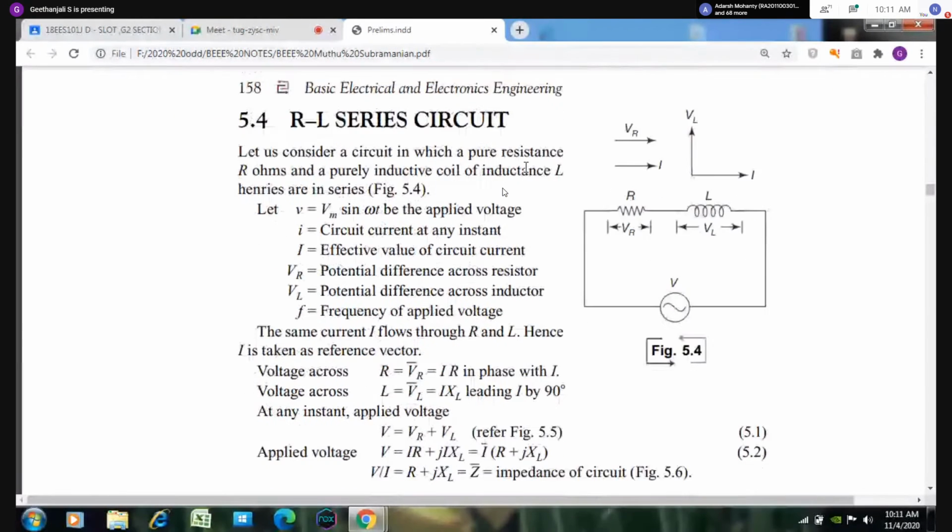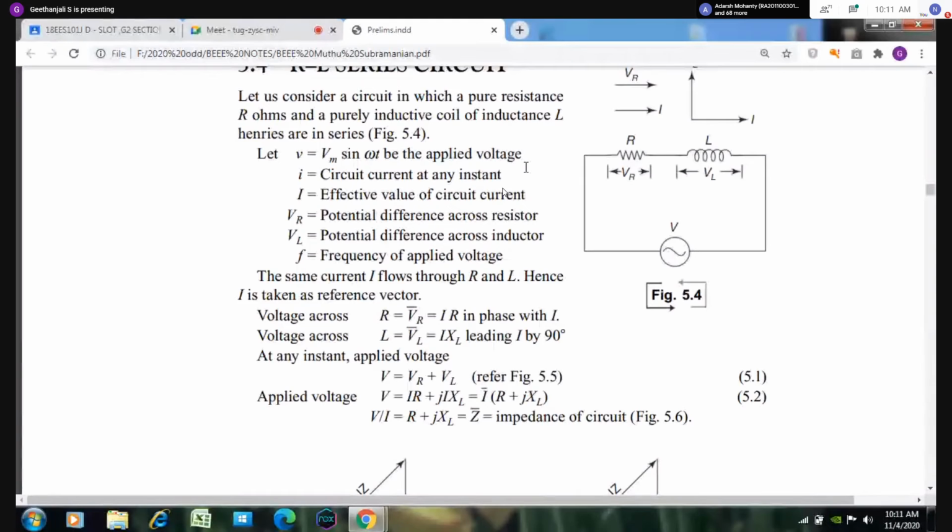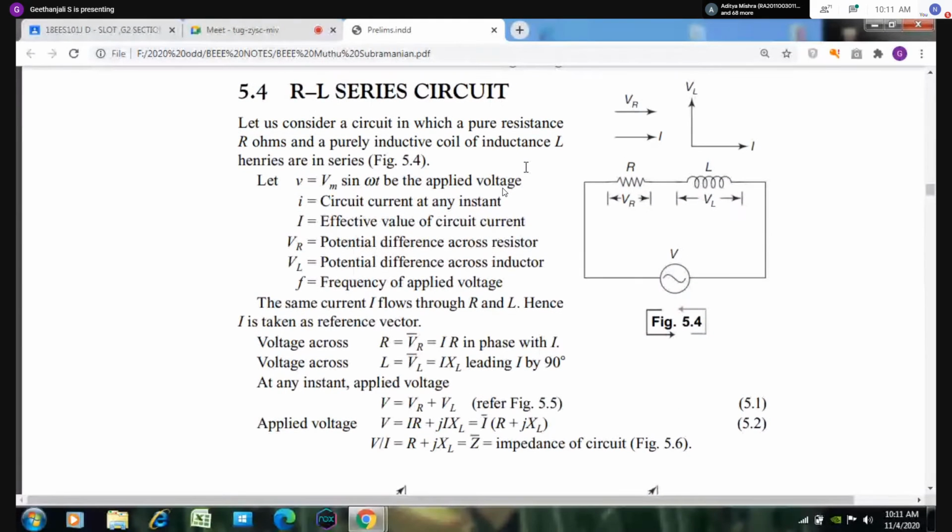Then the resistive circuit. All of you go through this slide, then I will continue. Very important topic.